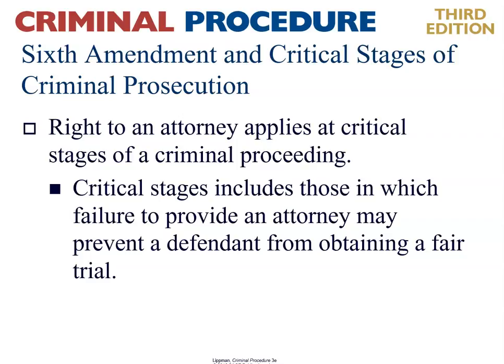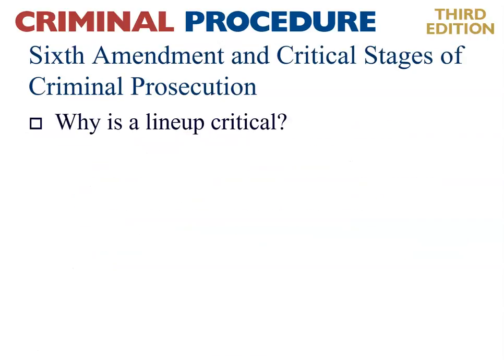Now it says his. The Supreme Court majority explained that the Sixth Amendment right to an attorney applies at critical stages of a criminal proceeding. And critical stages are those procedures following the initiation of a criminal proceeding at which a failure to provide a defendant a lawyer may prevent him or her from getting a fair trial. So again, a lot of legalese there, but why is a lineup critical?